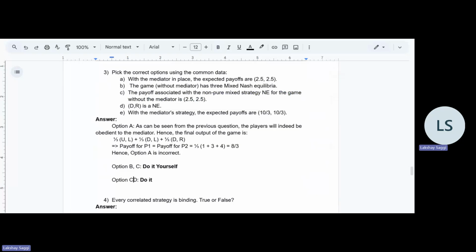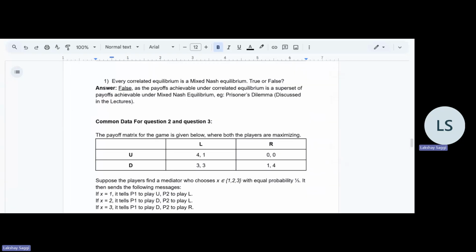And then option D, whether (D, R) is a Nash equilibrium or not. Let's just see. Is (D, R) a Nash equilibrium? No, because okay, maybe yeah, it is not a Nash equilibrium. Oh, this is also, I think, a pure Nash equilibrium, because player one does not have incentive to switch from 1 to 0. Similarly, player 2 does not have incentive to switch from 4 to 3. Oh, my bad. So this is also a pure strategy Nash equilibrium.